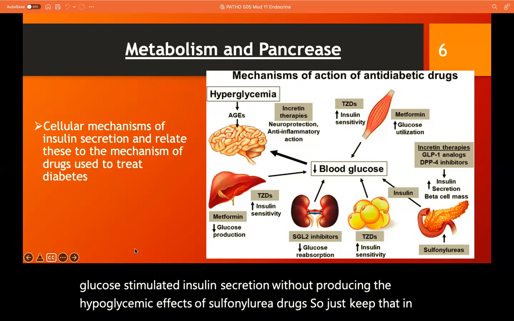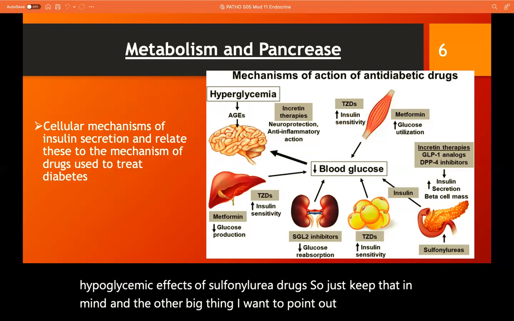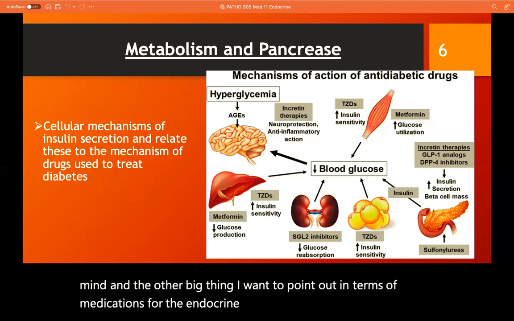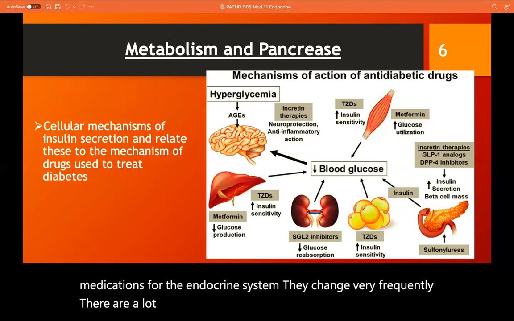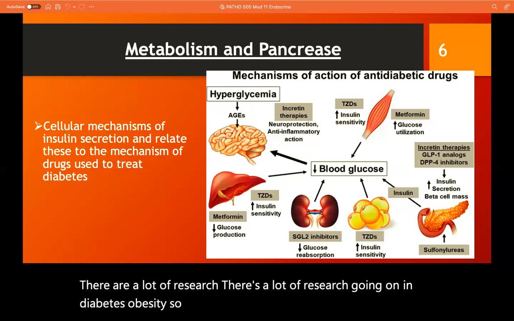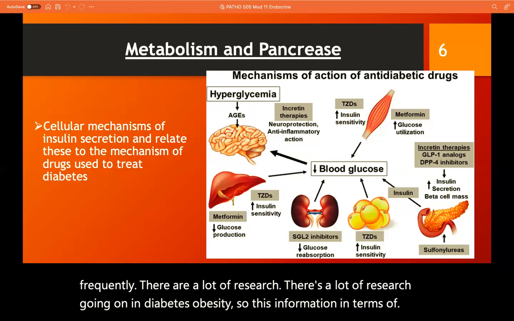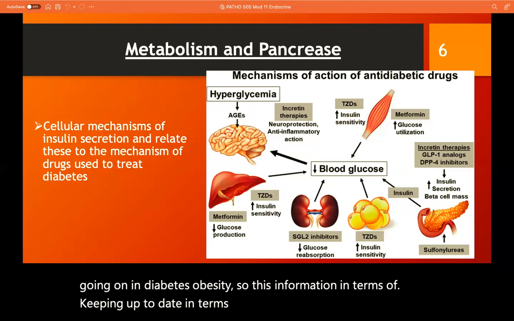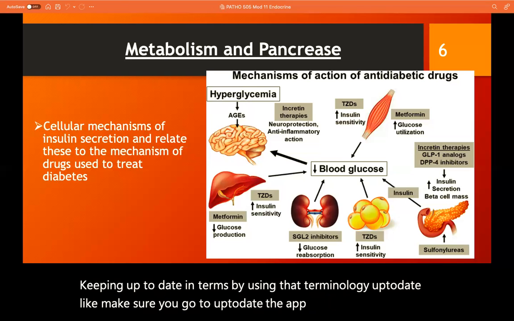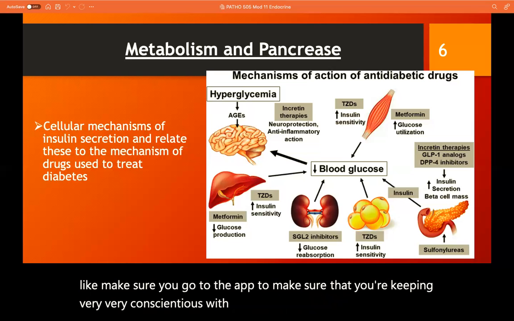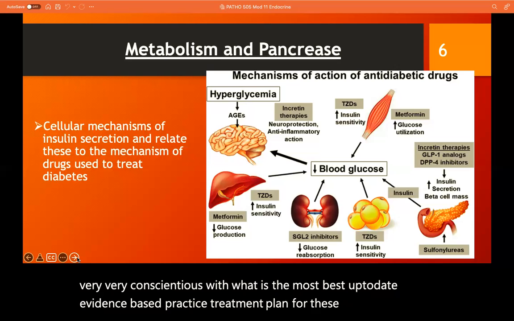And the other big thing I want to point out in terms of medications for the endocrine system is that they change very frequently. There's a lot of research going on in diabetes and obesity. So in terms of keeping up to date, make sure you go to UpToDate, the app, to make sure that you're very conscientious about the best up-to-date evidence-based practice treatment plan for these particular patients.